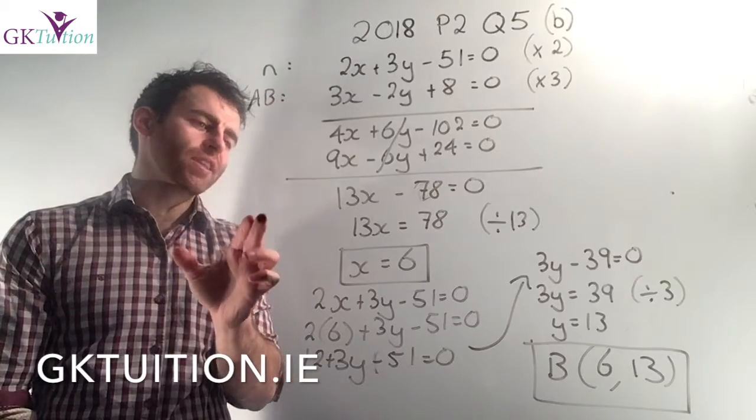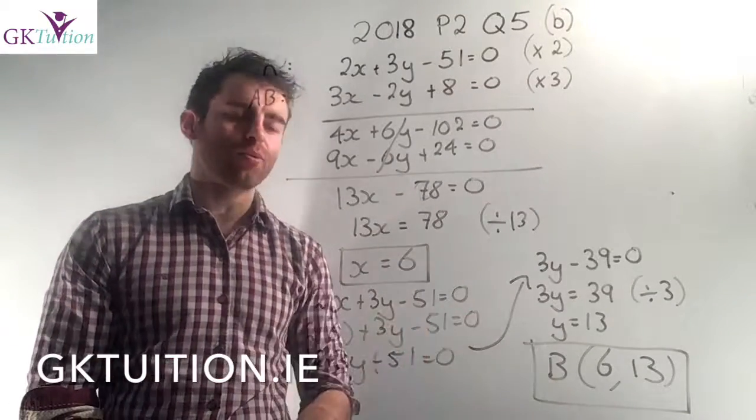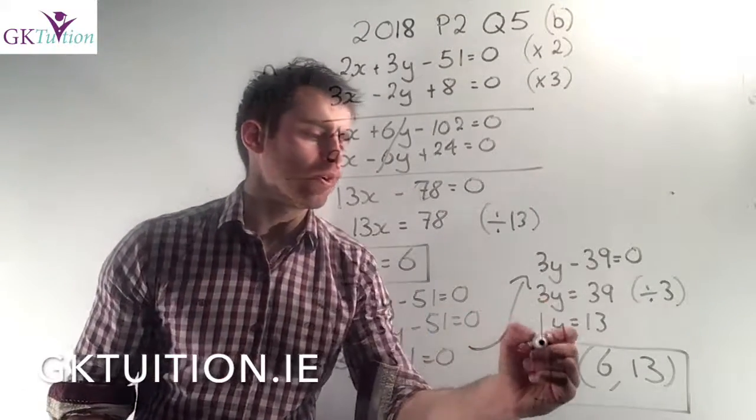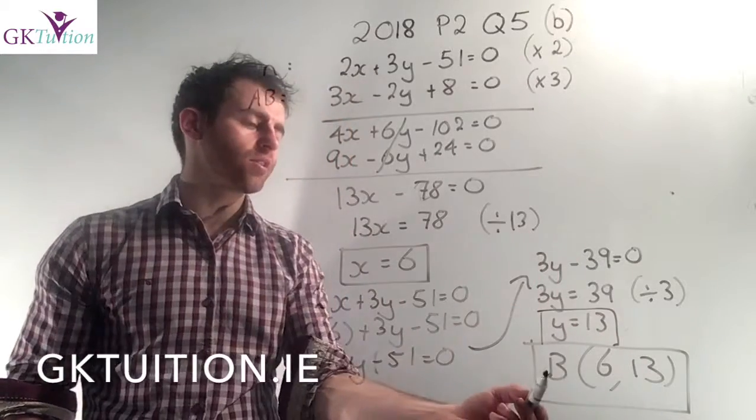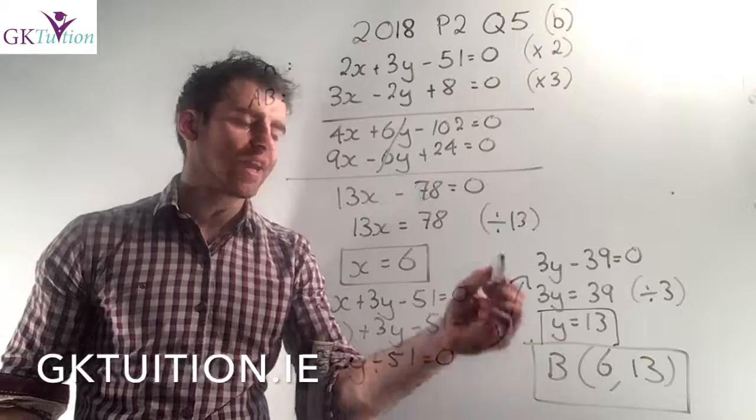I simplified this out and I ended up with x is equal to 6 and y is equal to 13. But make sure you write it as a coordinate. So your answer needs to be B is the coordinate 6, 13. A lot of students forget to actually write it as a coordinate.